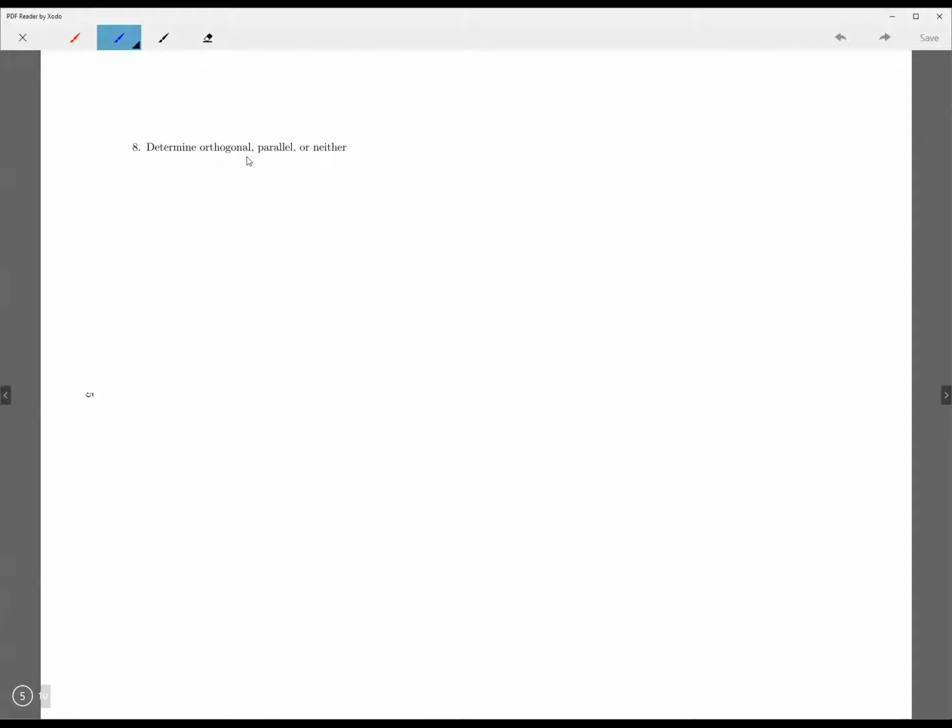we're talking about orthogonal, parallel, or neither. Now, let me explain what orthogonal means. Orthogonal is sort of a generalization of perpendicular. But it's like in vectors. So if you have vectors like we're dealing with in R2 and R3 and stuff that you can visualize, then orthogonal is the same as perpendicular.